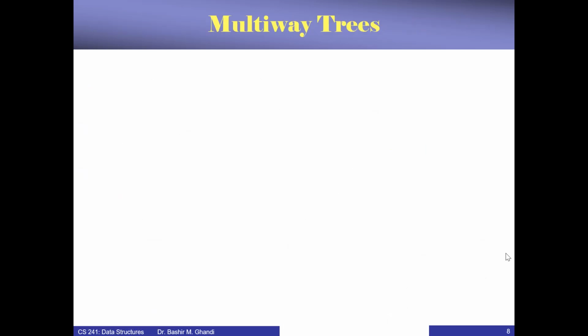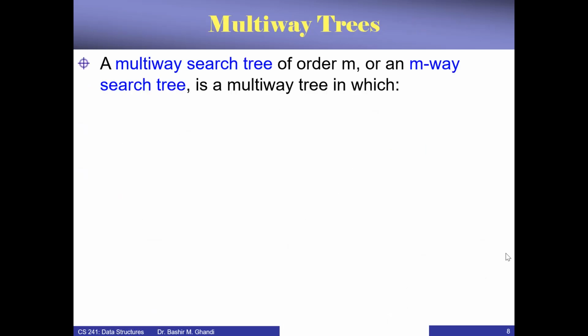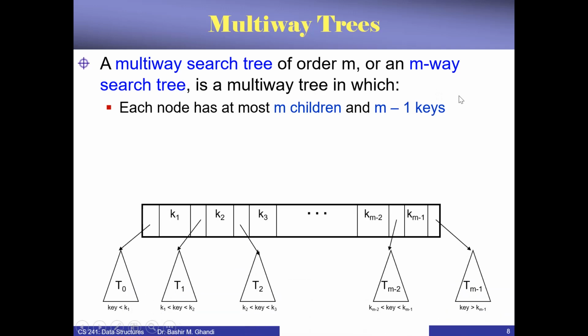Okay, so let's define what a multiway tree is. A multiway search tree of order M, sometimes called an M-way search tree. Notice that it is a search tree, like BST and AVL. We will see that in a moment. A multiway search tree of order M is a multiway tree in which we have the following.